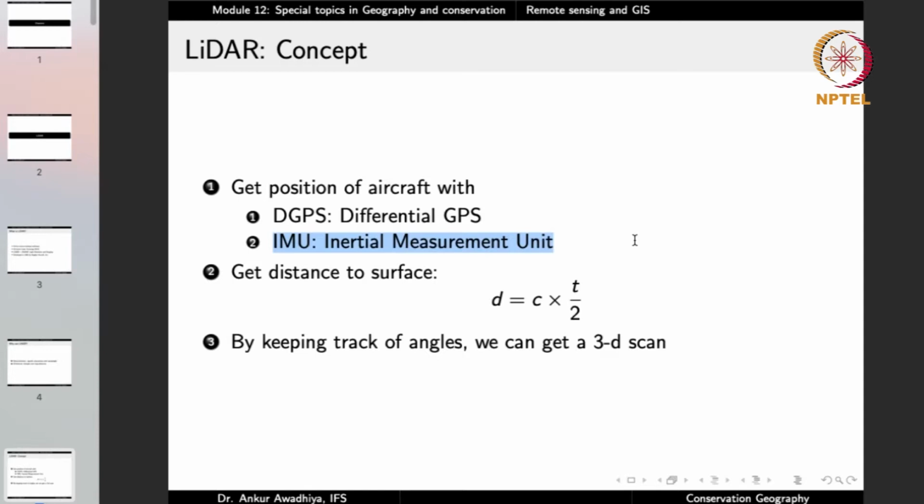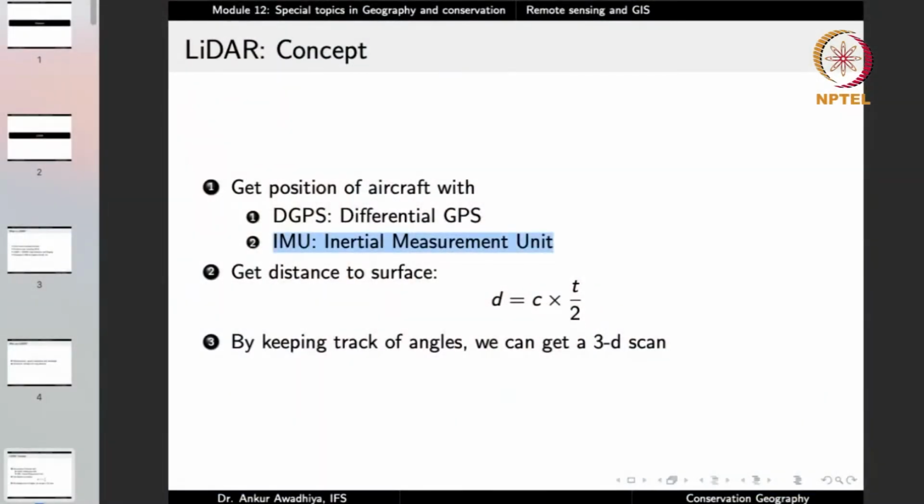The second thing is IMU, which is the inertial measurement unit. Now IMU is a device that can tell you the speed of the aircraft, the acceleration of the aircraft, and the direction of the aircraft. So if the aircraft is, say, tilting towards the front or it is tilting towards the side, the IMU can help you find out the amount of tilt. It can tell you the speed at which the aircraft is moving, and it can tell you the acceleration of the aircraft.